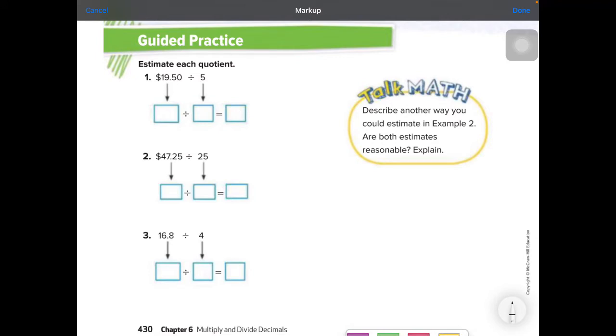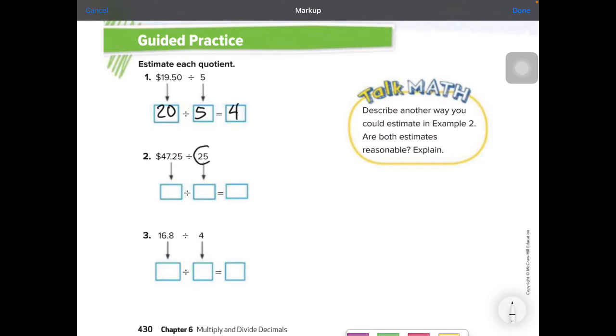Number 1, estimating the quotient. Now, throughout this whole chapter, you might estimate the divisor or the dividend or both. Okay, so keep that in mind. Let's look at this 5 as the divisor. What's something that works well with 5 that's close to 1950? You're right, 20. 20 divided by 5 is 4.